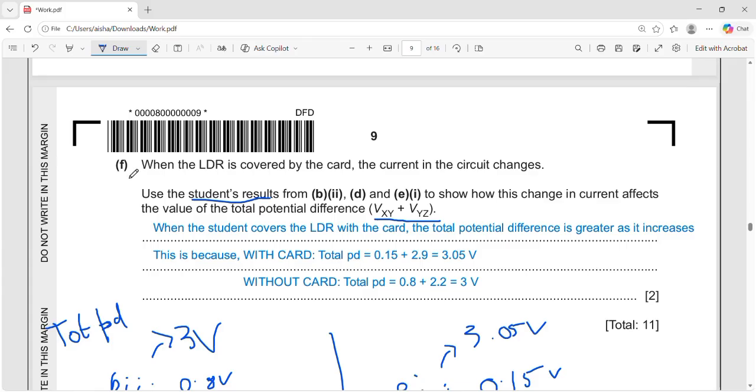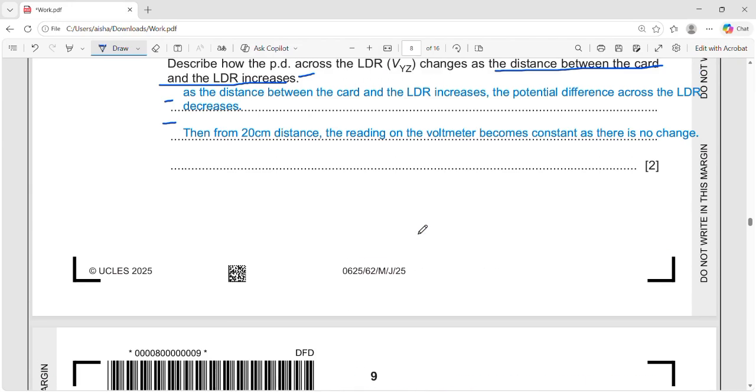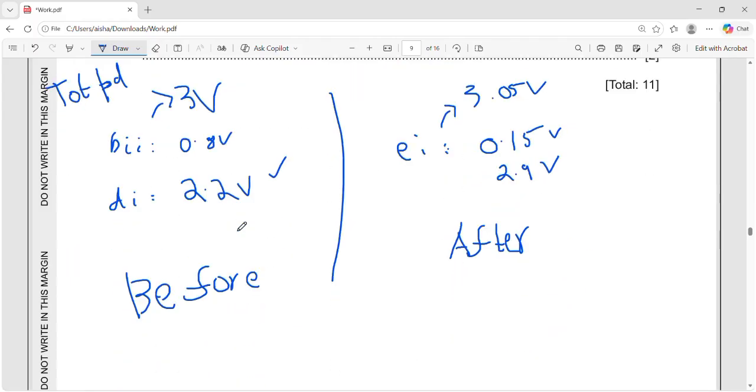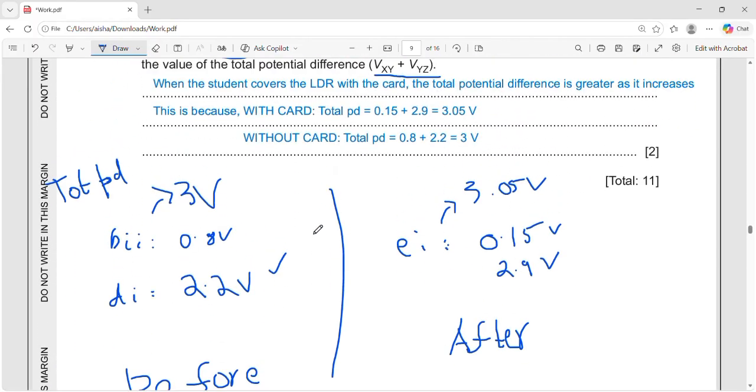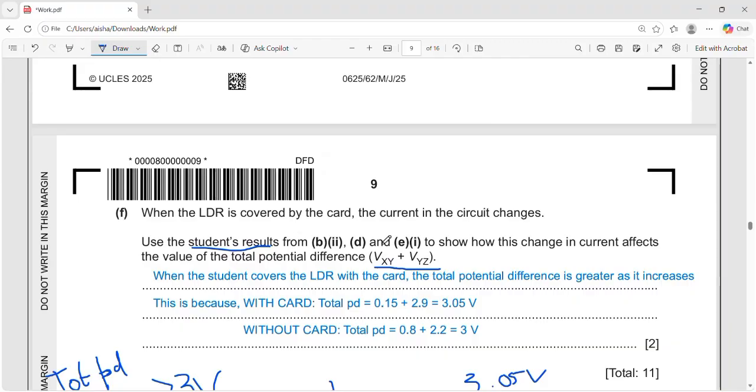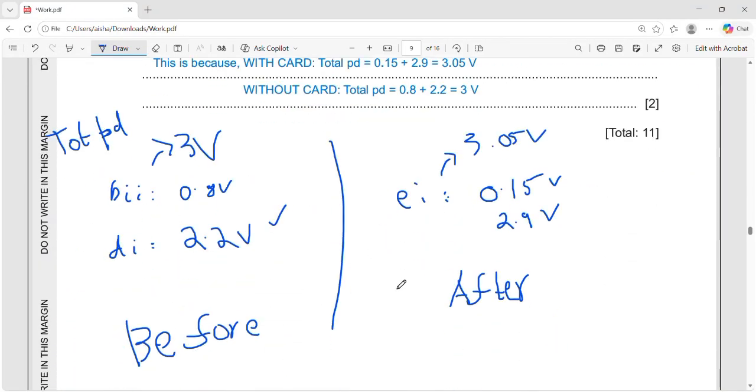Then we have F. When the LDR is covered by the card, the current in the circuit changes. Use the student's result from BII, D and EI to show how this change in current affects the value of the total potential difference, which is VXY plus VYZ. Okay, so first it's important to make a small working here so that you are aware. Okay, we're basically asked to compare before and after the lid.